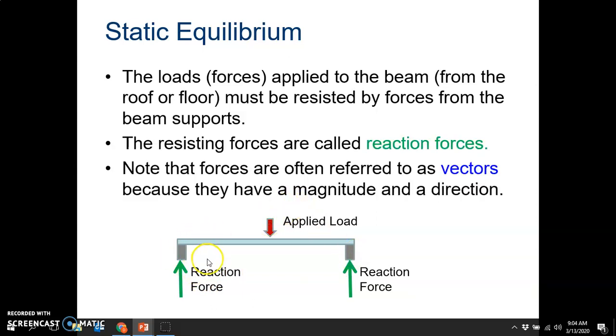These are called reaction forces, and we refer to them as a vector. For those of you who are in physics, you know what I'm referring to. If you are not in physics, a vector is just something that will have a magnitude and a direction. I can't just say that this is 30 pounds. I have to say 30 pounds pushing downward. And then if this is right in the middle, if I have 30 pounds pushing down, it would be 15 and 15 pushing up.